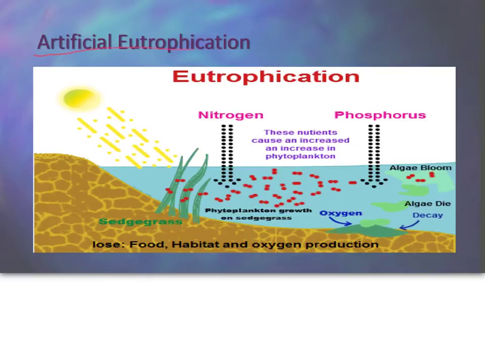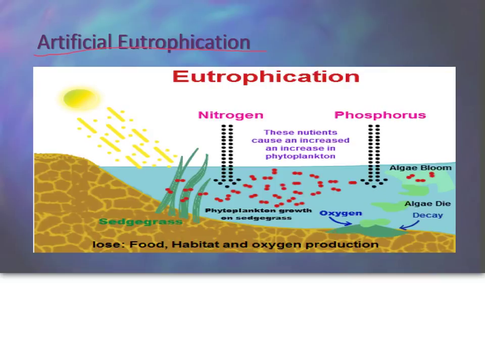The problem with eutrophication from our standpoint is when we accelerate the process, called artificial eutrophication. So normally you have nitrogen and phosphorus getting into the water. Usually they get into the water from just decomposition of stuff. Here's the decay, it uses up the oxygen and everything. And phytoplankton will grow on the grasses inside the water, the seaweed.